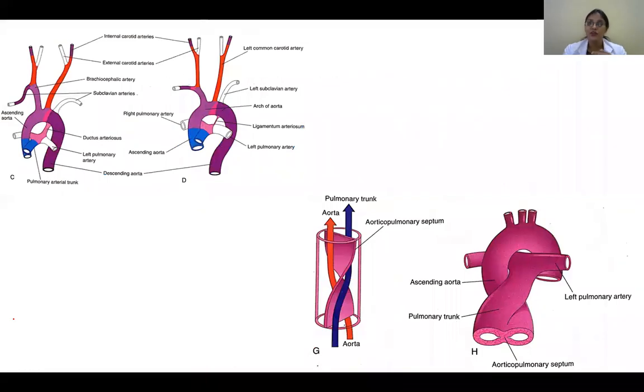So formation of the interatrial septum is a short note question. Then again, formation of the interventricular septum is also a short note question. And aorticopulmonary septation you have to learn, because that's also a component of the ventricle septation. So these are the two short notes that usually come from this part.